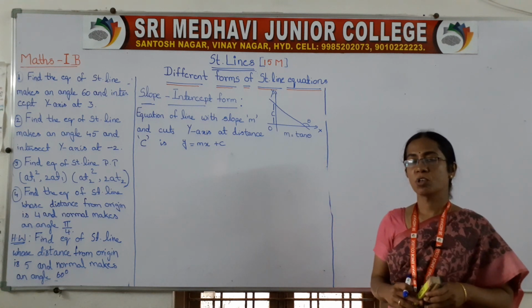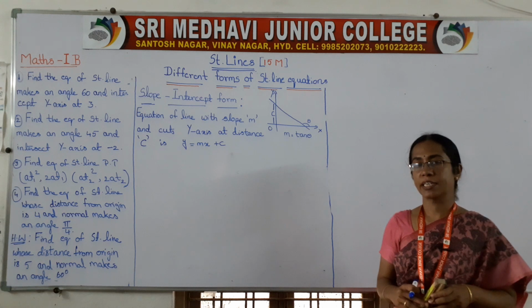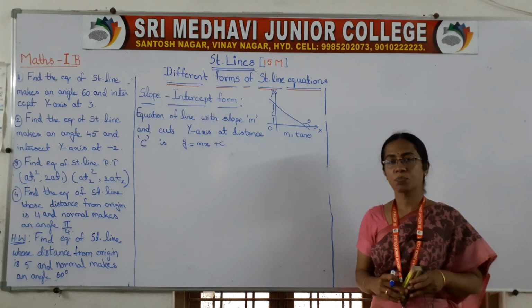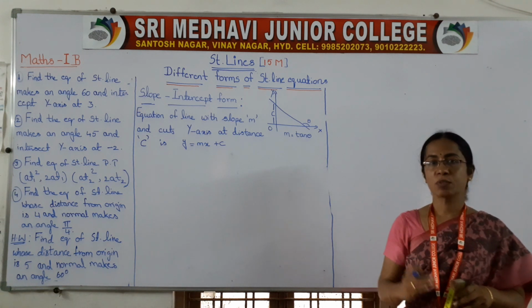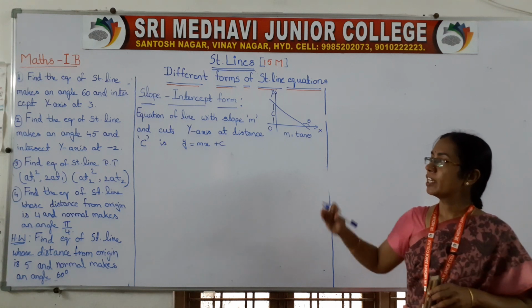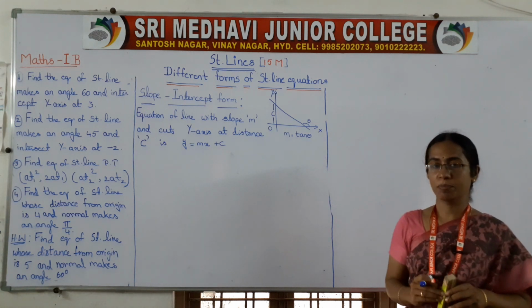Yesterday we discussed two forms of straight lines: one is intercept form and one is point slope form. Today we will discuss the remaining three forms.